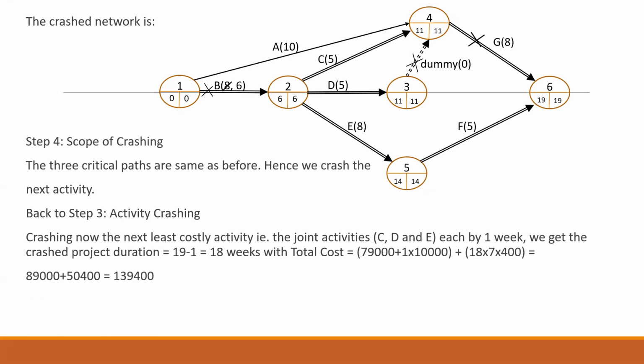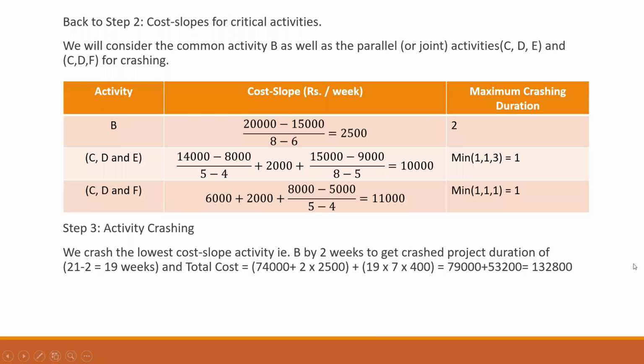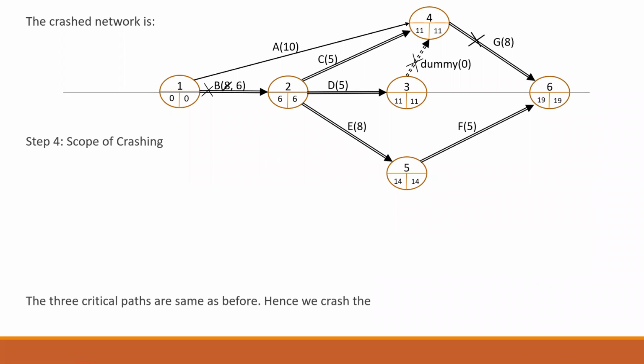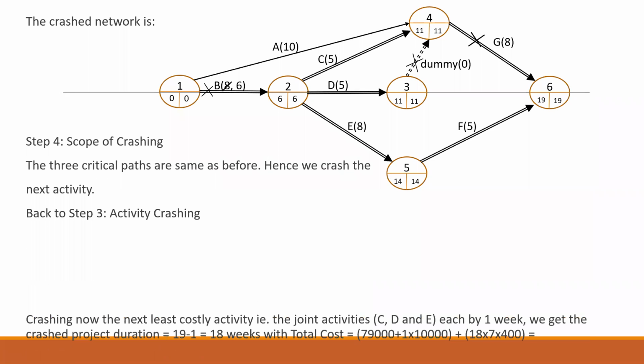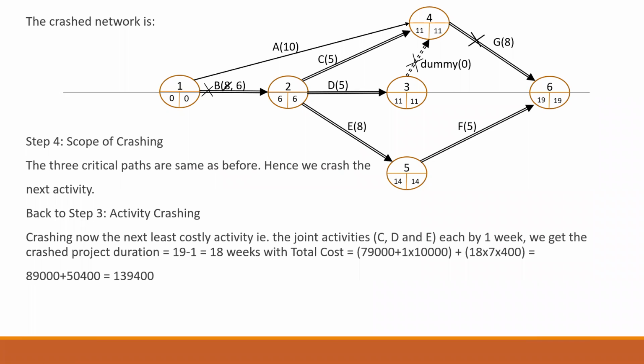So the new cost which I'm getting after crashing is 1,39,400. Now, as soon as you do this, you might have realized that the total cost has increased. What was the previous cost? Let me go back. The previous cost which I got after crashing was 1,32,800. And after crashing it further by 1 week, I'm getting the total as 1,39,400. So my cost has actually increased here.